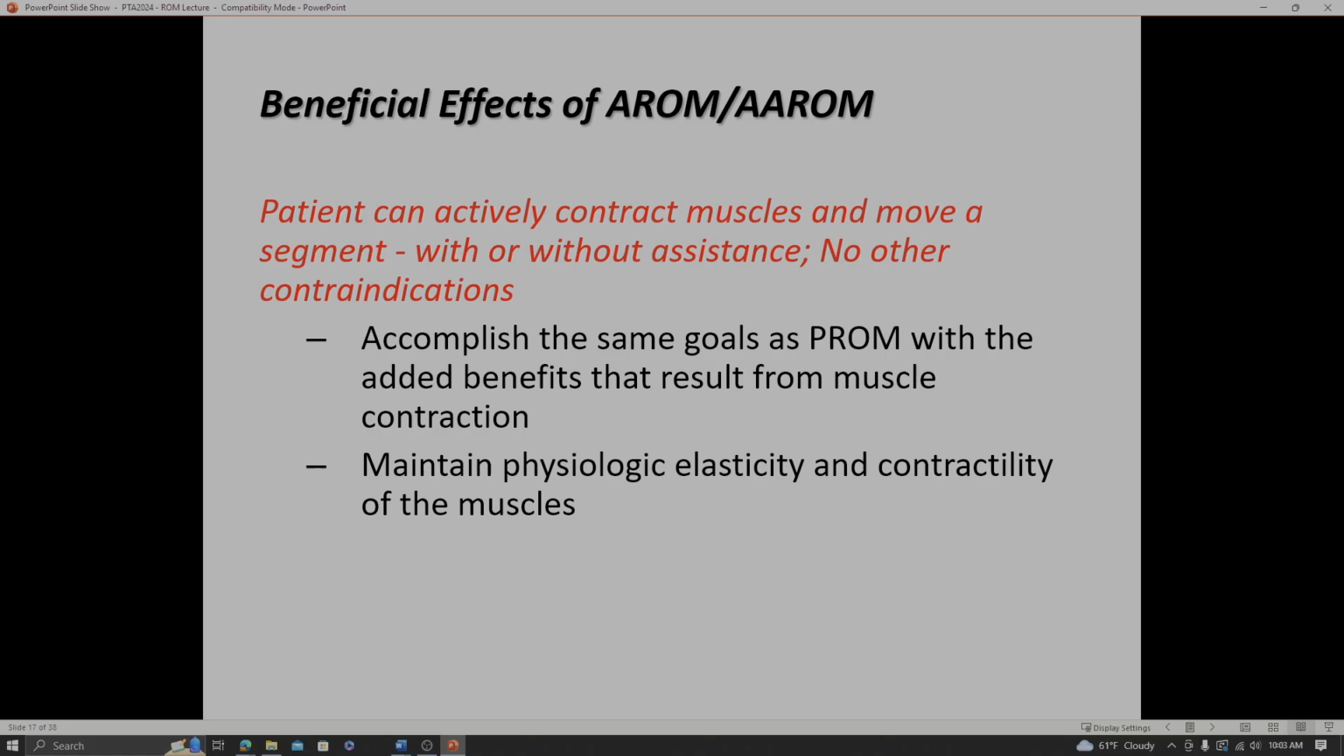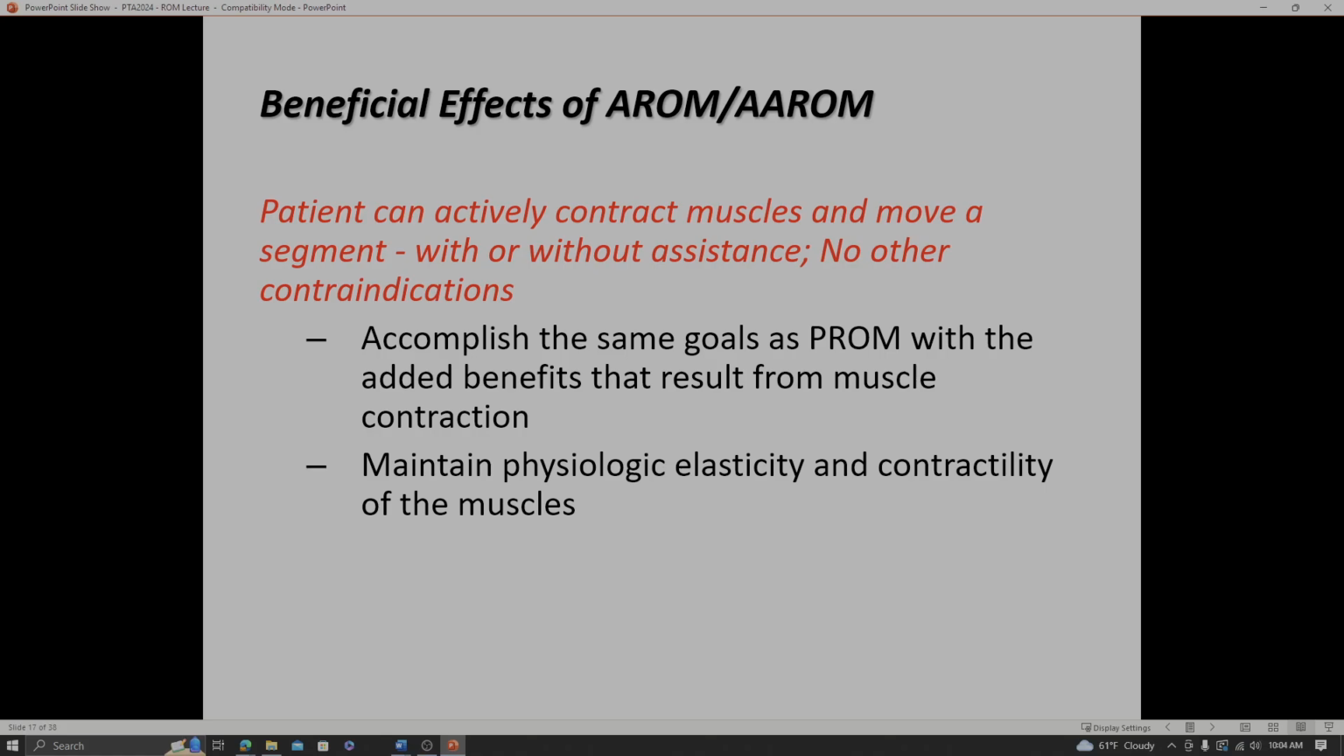Active assistive or active range of motion, on the flip side, is going to be where the patient can actively contract muscles and move that body segment with or without assistance, right? And no other contraindications. So there may be other things at play that we need to consider, but that's a general rule of thumb: when you can actively contract, you're ready to at least participate in active assistive or active range of motion. Now, not always the case from a protocol standpoint, but we'll see that.